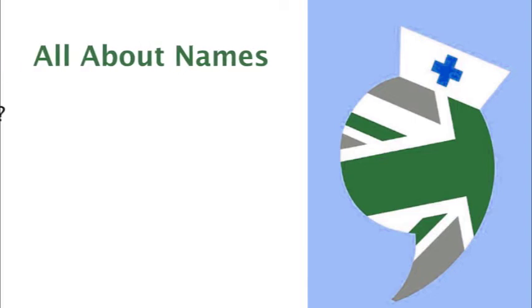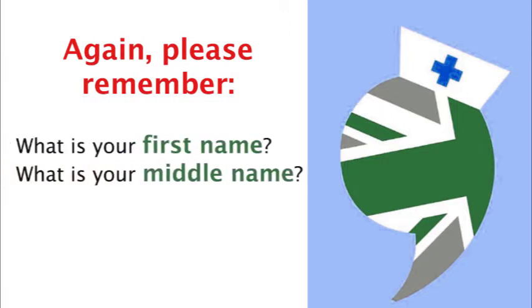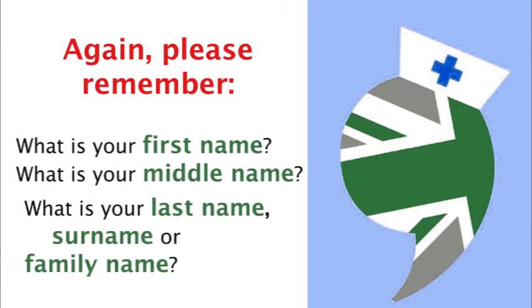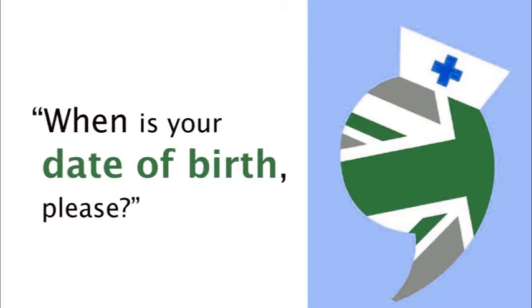What is your first name and what is your surname, your last name, or your family name? In my case, my first name is Sabina. My surname or my last name or my family name is Torgler. Unfortunately or fortunately, I don't have a middle name, but a middle name could be Sabina, Charlotte, Elizabeth, Sarah, Torgler. You would also ask your patient, when is your date of birth, please? When is your date of birth?